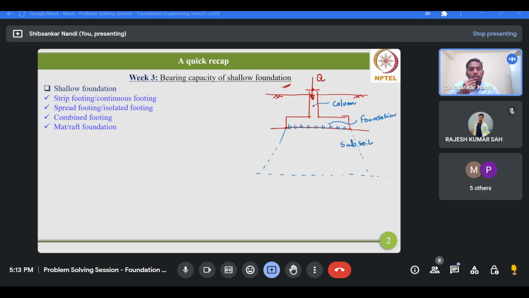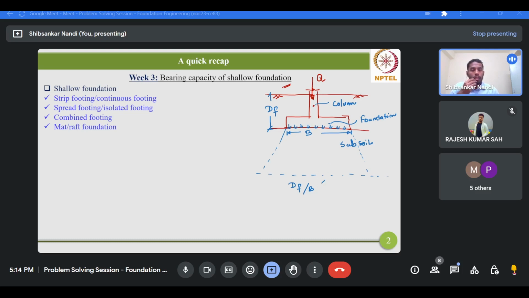Now this foundation can be of two types. So this is the depth of foundation, that is the distance from the ground surface to the base of the footing. So this is called depth of foundation, as you know, and this is the width of the foundation, B. Now depending on the value of the ratio Df by B, we can divide the foundation in two categories. So what are those two categories? First one, shallow foundation, and the next one is deep foundation.